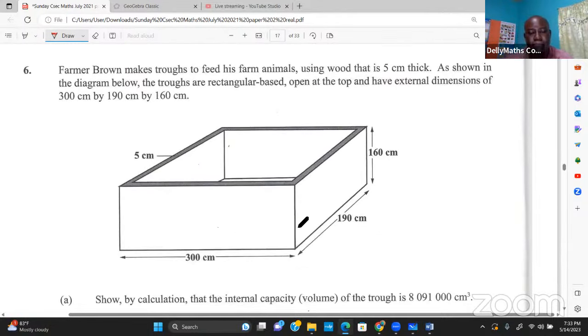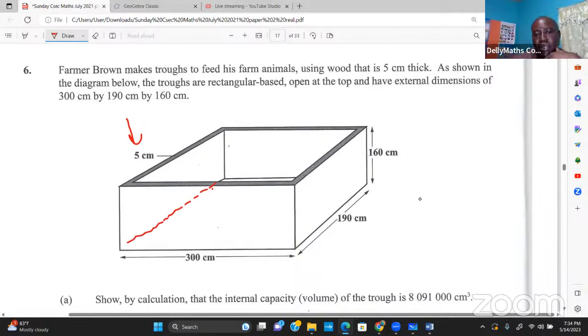Here is a question. It says Farmer Brown makes a trough to feed his farm animals using wood that is 5 cm thick, as shown in the diagram. The trough has a rectangular base, so they're telling us that it's a rectangle, right? If I should allow you just to see inside for a second, I could just do this.